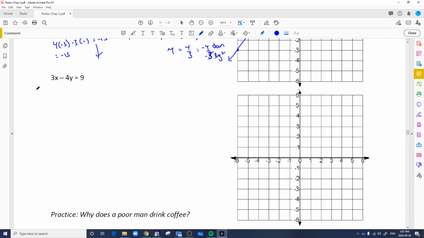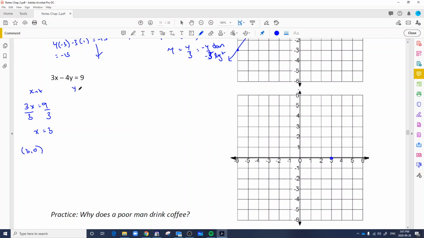Again, I'm going to find the x-intercept and the y-intercept just because I've been doing it. So the x-intercept, 3x equals 9. I'm going to divide by 3. I get x equals 3. So there's a nice point, (3, 0). I could put it on my grid.